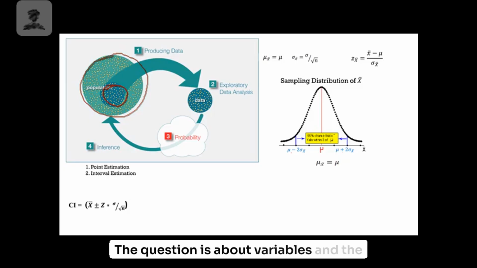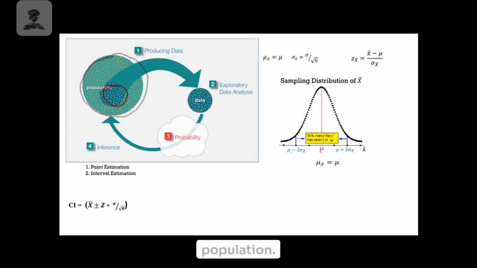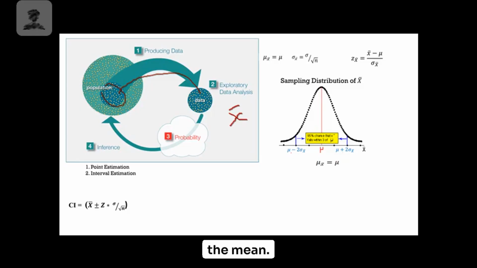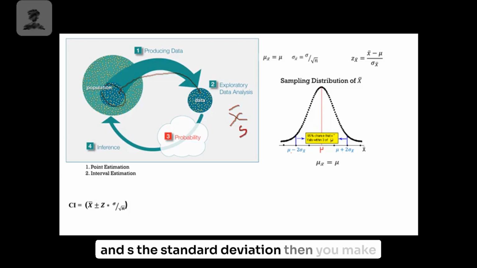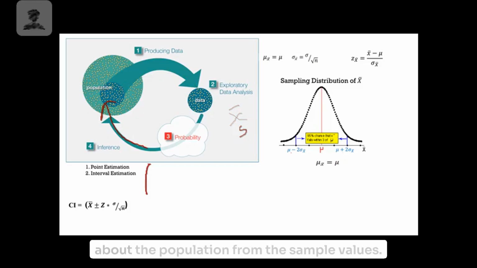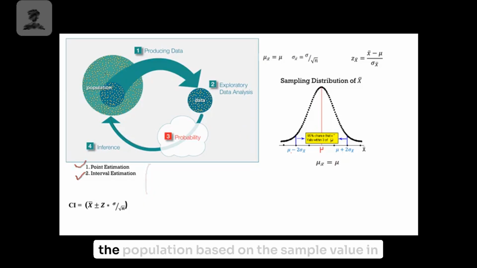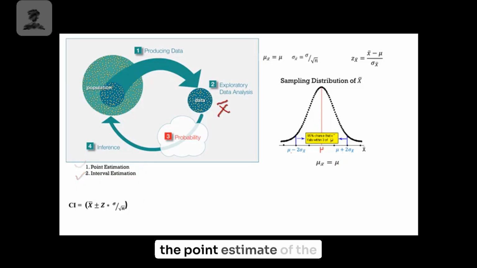The question is about variables and the relationship between variables in the population. We randomly select a sample, then calculate the sample statistics, for instance, x bar for the sample, which is the mean, and S, the standard deviation, then you make inferences about the population. And we said there are three types of inferences you make about the population from the sample values. The first one is the point estimate, the second one is the interval estimate. So, point estimate is the actual estimate of the population based on the sample value. In the case of a quantitative variable, x bar is the point estimate of the population parameter, which is mu.